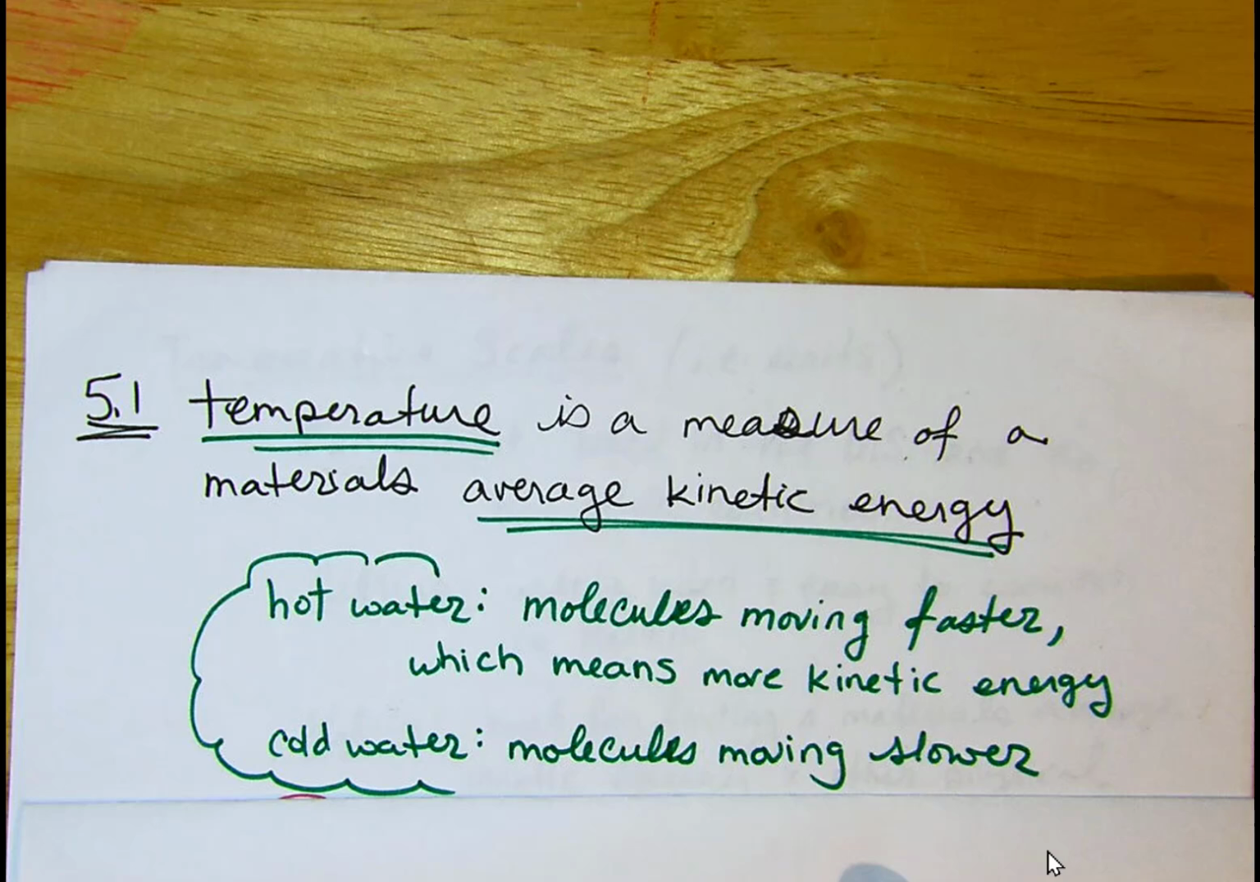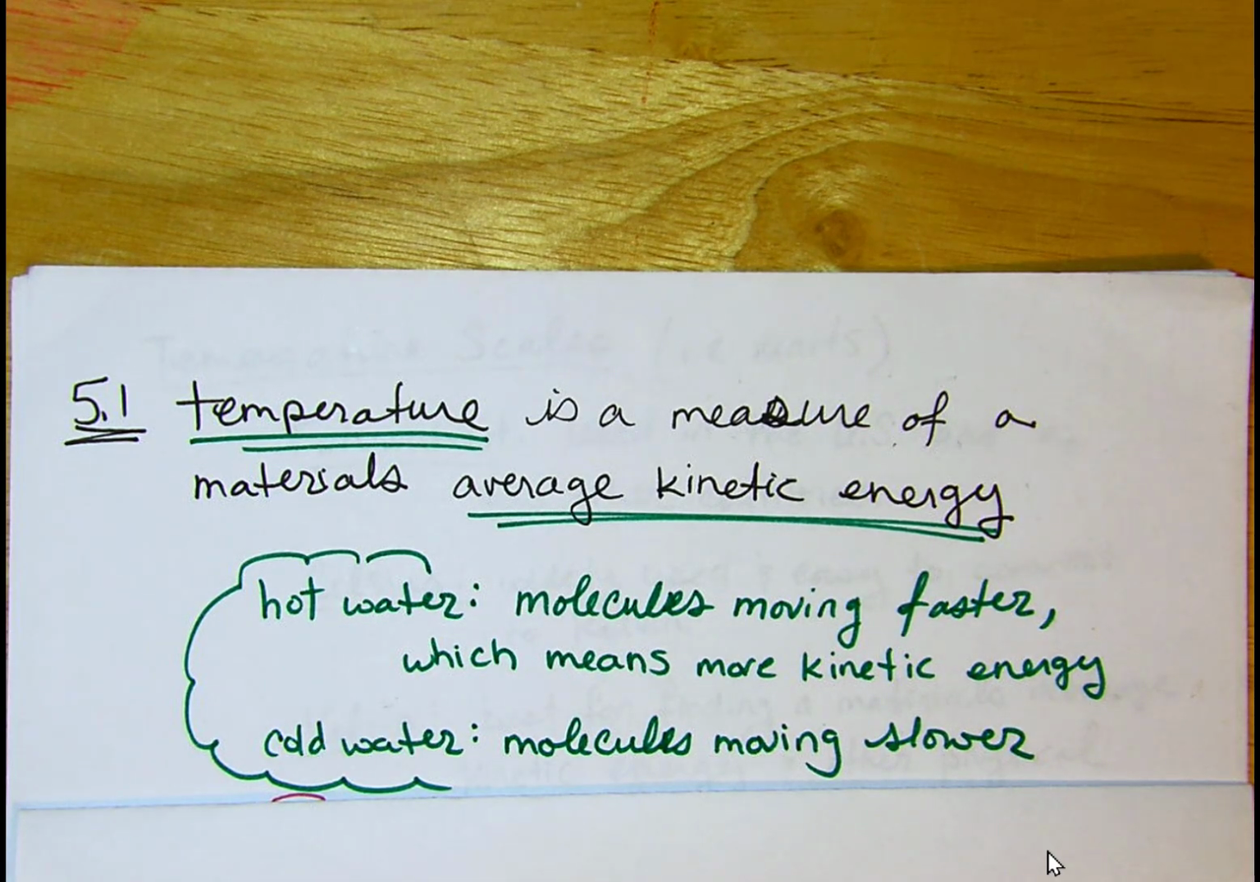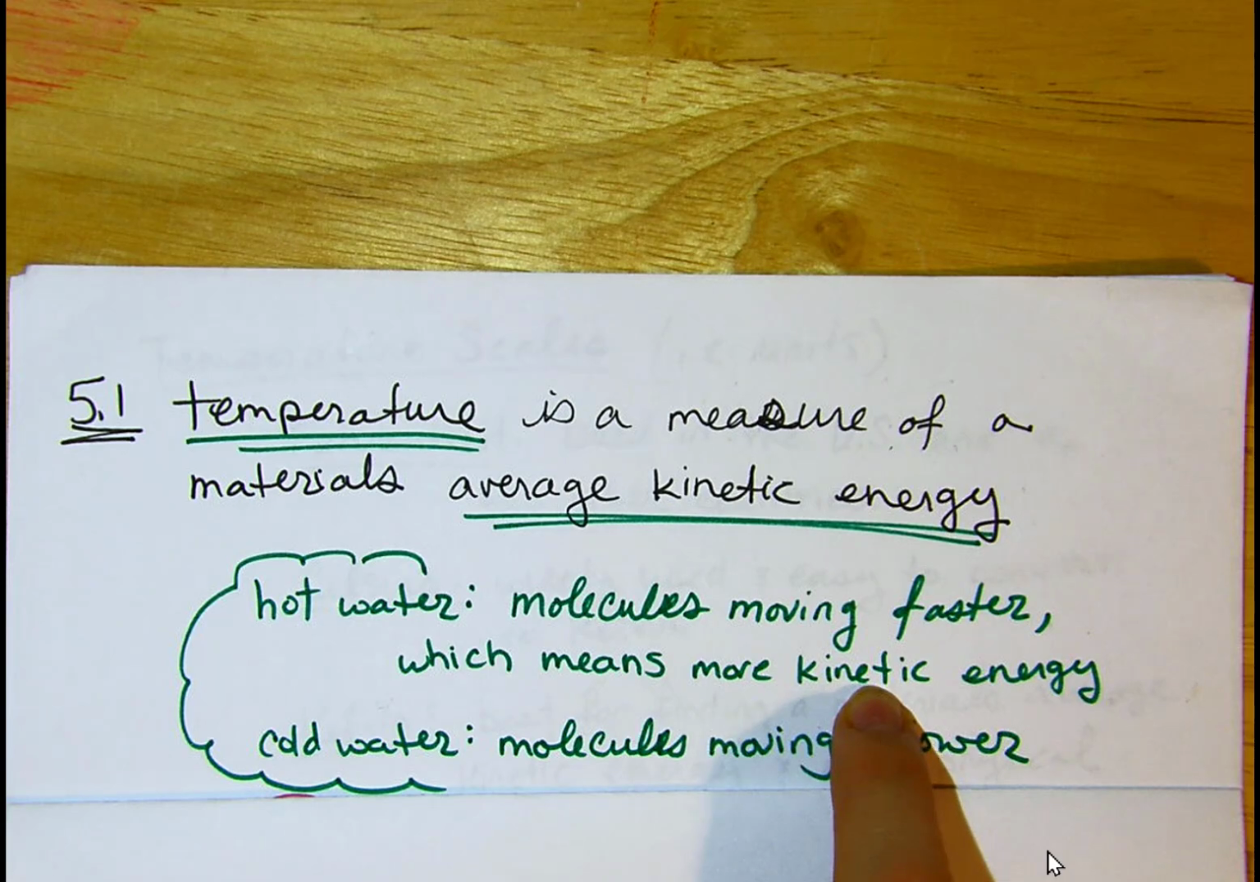So temperature is going to be a measure of a material's average kinetic energy. If I imagine a cup of hot water, I imagine the water molecules in there bouncing around faster and hitting the walls of the cup harder and colliding into each other harder. But if the molecules are moving faster, here's a little animation that would give each of them more kinetic energy.